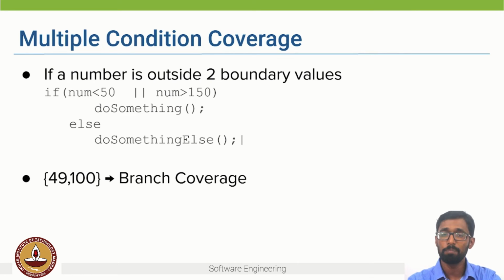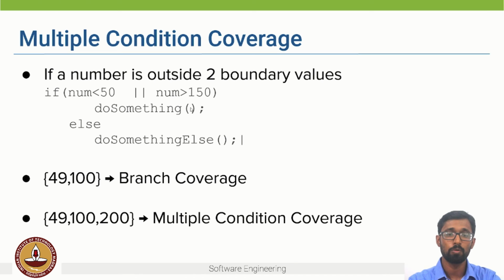Whereas for multiple condition coverage, we also need to check when this is true. So we have to add another test case 200, which will evaluate this expression to true, and this remains false. In this case, we can see that in some cases, multiple condition coverage is a stronger testing strategy than branch coverage.